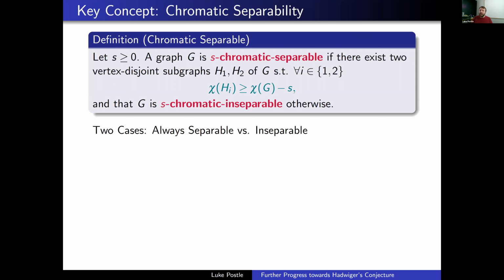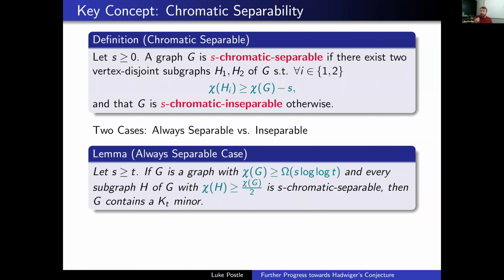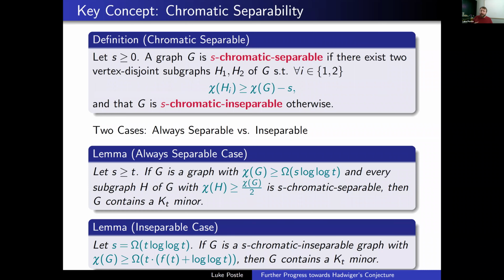And so this leads to two cases: always separable versus inseparable. As I go in, can I always separate, or am I inseparable? And this leads to two lemmas. In the always separable case, it turns out chi is at least s log t, and every subgraph, always meaning with high chromatic number, so chi of H is at least half the chromatic number. If you're always that amount separable, I can show you contain a K_t minor. Similarly, in the inseparable case, where s is at least t log t, and you're s-chromatic inseparable, and your chi is at least t log t to the sixth, then you also contain a K_t minor.